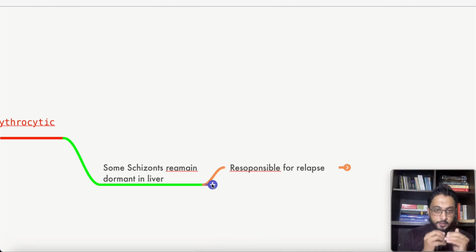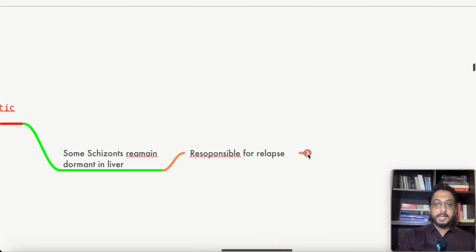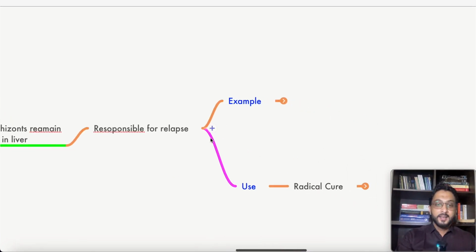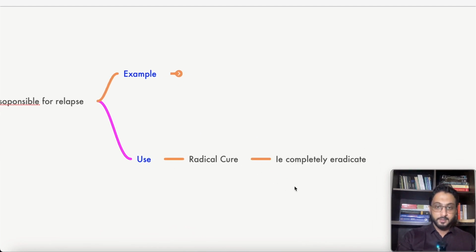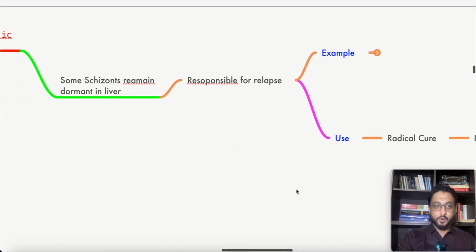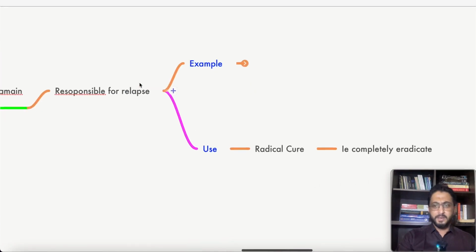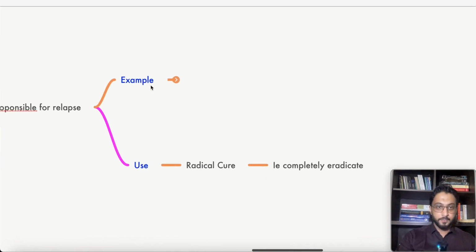So it causes the relapse. So if you can target here, you're causing a radical cure. Means what? Completely eradicate. There is no dormancy. You completely eradicate the organism. The example of this drug is primaquine.